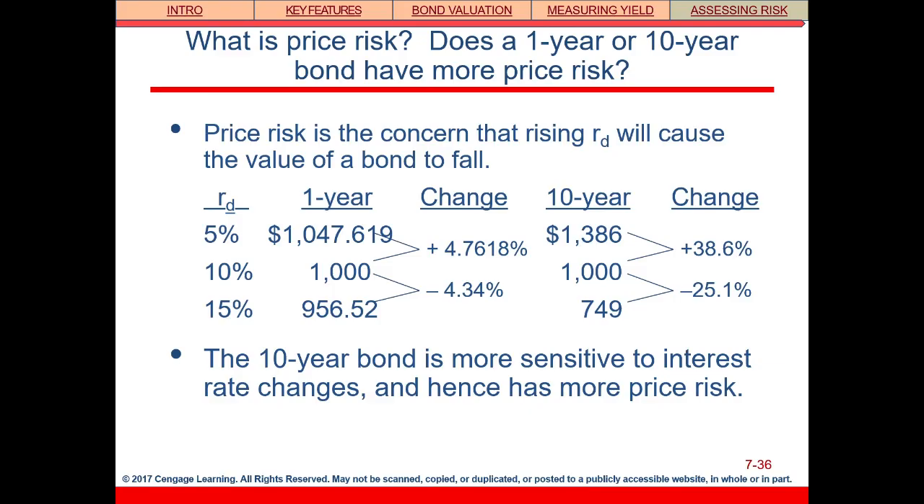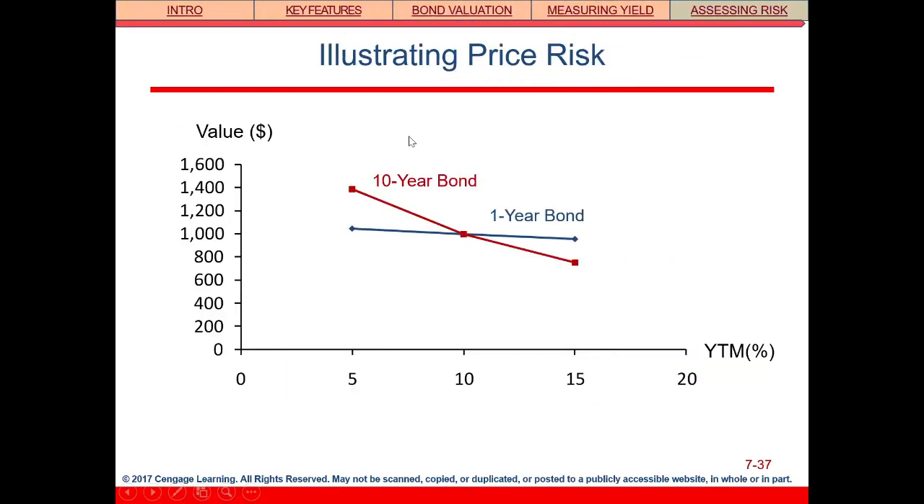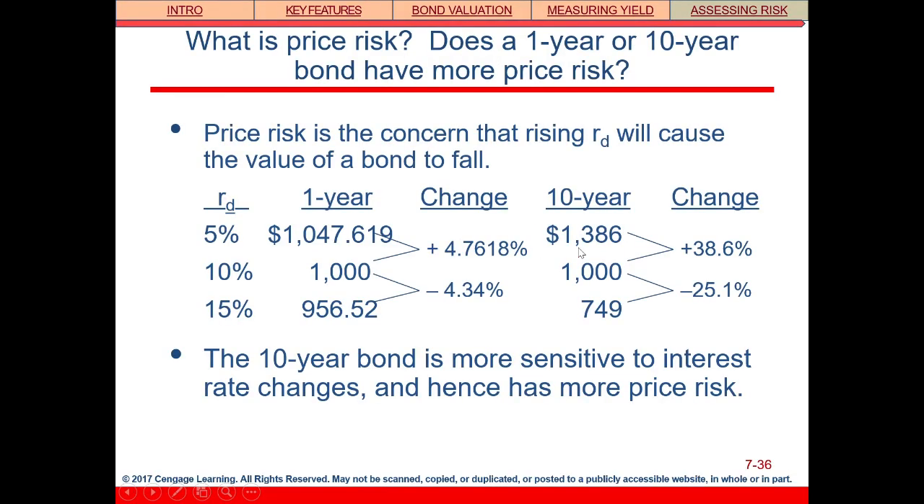Because for bonds with longer maturities, you are going to discount many more cash flows in the future. Therefore, the price change is going to be bigger because you have much more cash flow to discount. And if you draw a curve based on the prices we calculated, you can draw a curve like this. For this 1-year bond, the vertical line is the price of the bond, the value. The horizontal line is the market interest rate, the yield to maturity. You see that as the market interest rate increases from 5% to 10% to 15%, the price is declining, but not much, based on these three numbers: from $1,047 to $1,000 to $956.